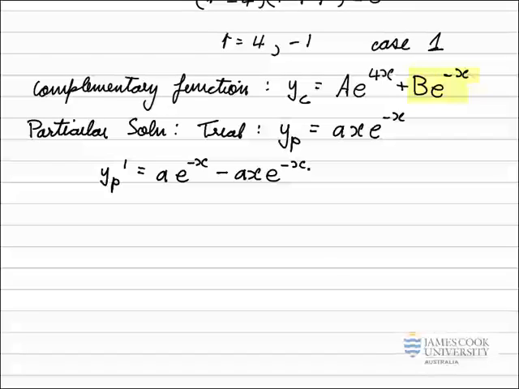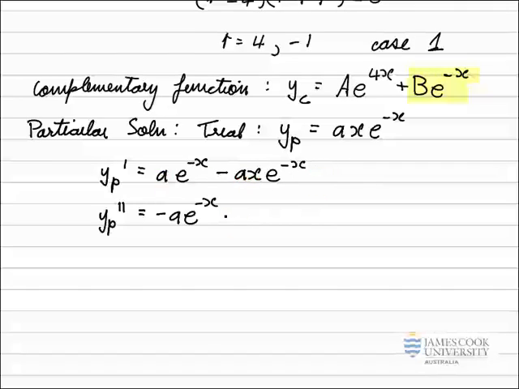There's the first derivative. I need the second derivative, yp double dash. The first term is not a product of two functions of x, it's just a single function of x. The derivative of that is minus a e to the negative x. And the second function, minus ax e to the negative x, is the negative of the trial function, yp. So I can put in the same product rule, but it's just a minus times my answer for yp.